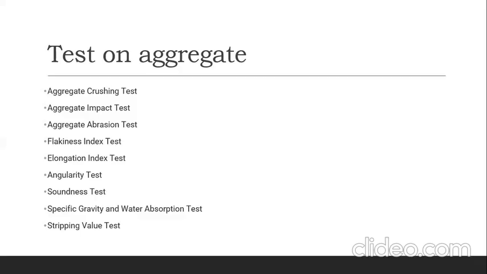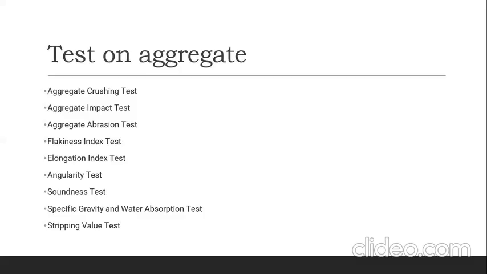Then aggregate abrasion, in the sense, using a larger drum, we'll use some 9 to 10 steel balls, and these steel balls and aggregates will be poured in a steel drum, and it will be closed, and it is allowed to go for some revolutions. During the revolution, the aggregates and the steel balls collide with each other. Based on the collision, how the aggregates are powdered is evaluated. Based on that, the abrasion rate of the aggregate is estimated.